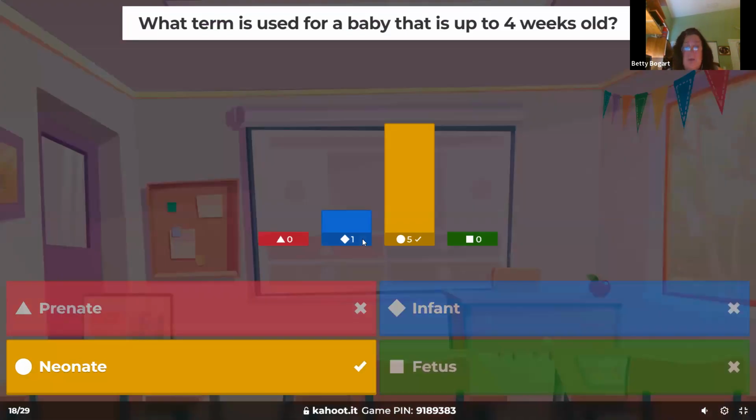It's called a neonate. That's the first 28 days of life. After 28 days, they're an infant to age 1. Then they're a toddler.